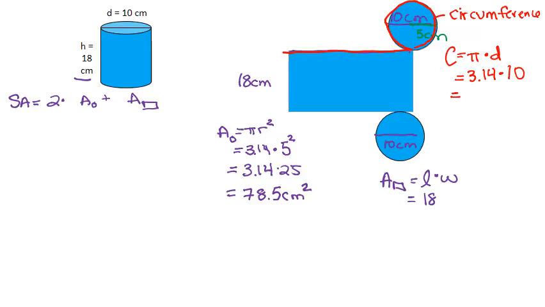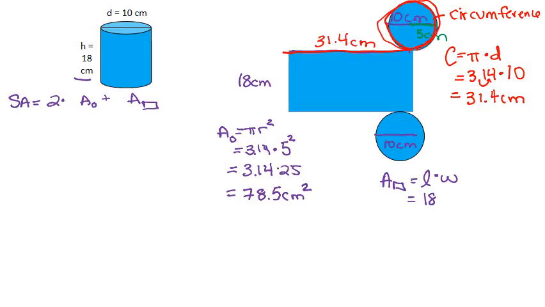3.14 times 10. Whenever you're multiplying a decimal by 10, you can just move the decimal place over one spot. So this means 31.4 centimeters. Now, why is this in centimeters and not centimeters squared? We are not going to write centimeters squared, because this isn't the area across the inside of the circle, it's just the distance around the outside, it's a length. So it's not squared because it's not an area. So that means that this side here is 31.4 centimeters.